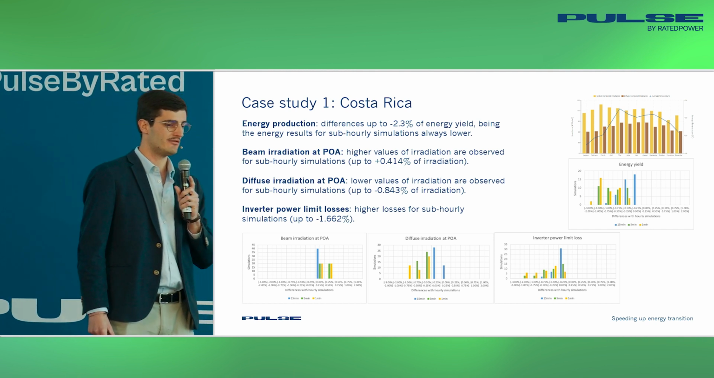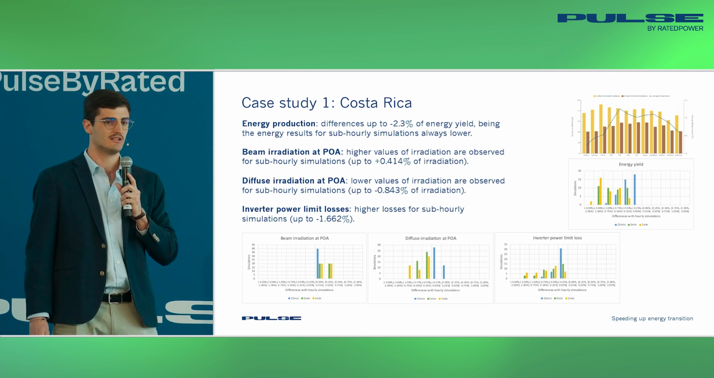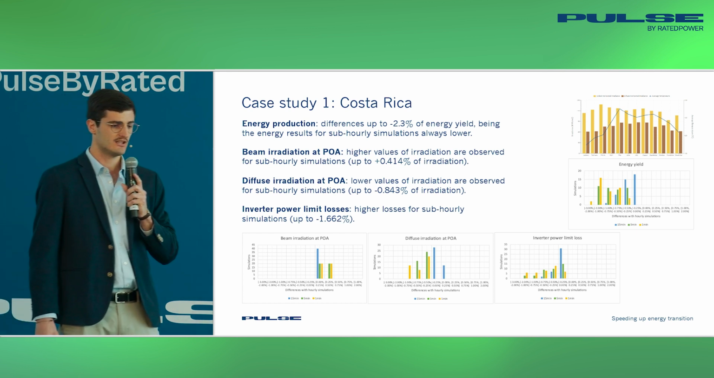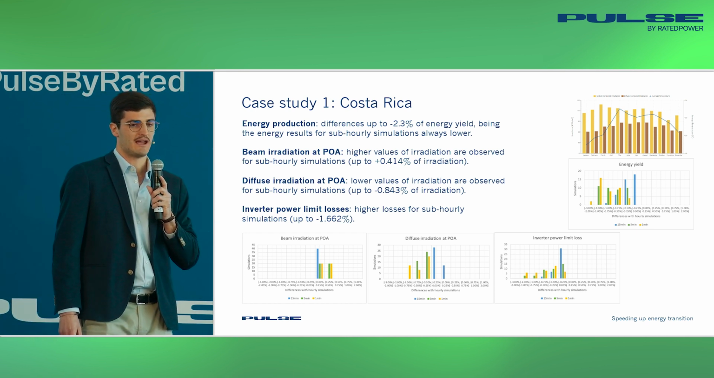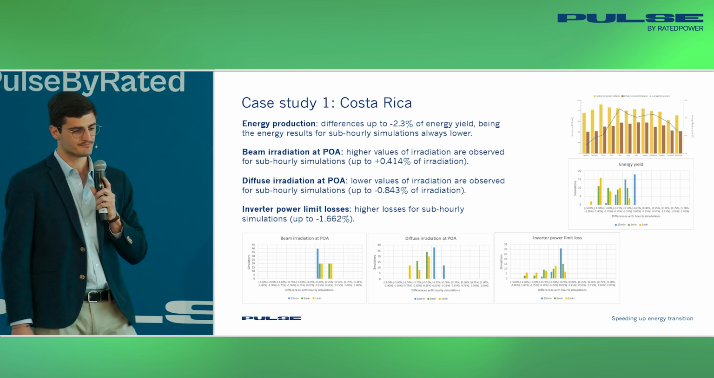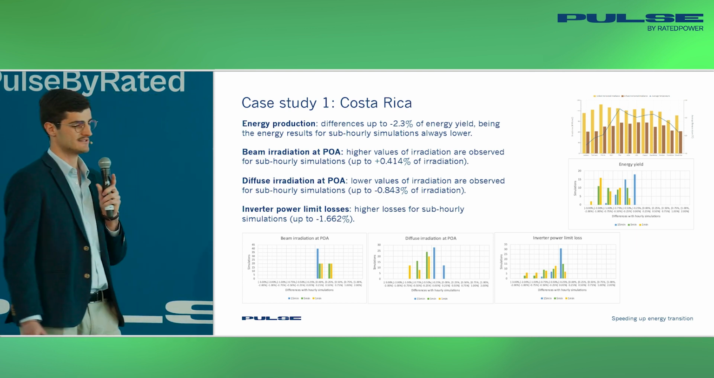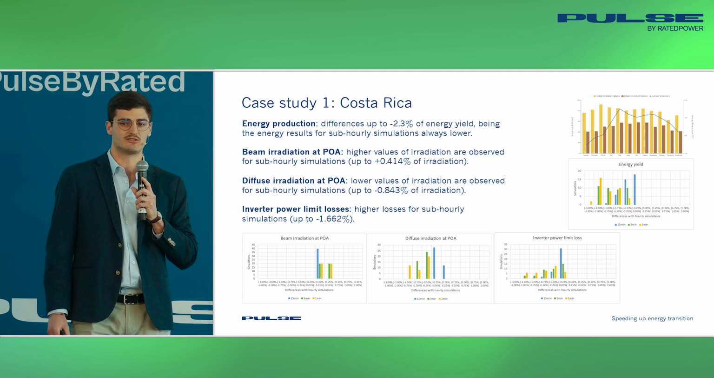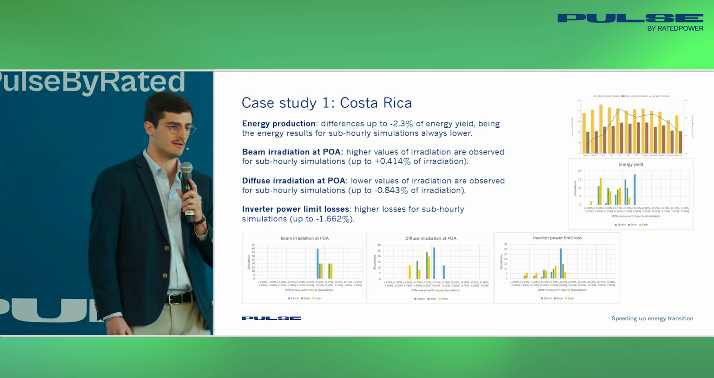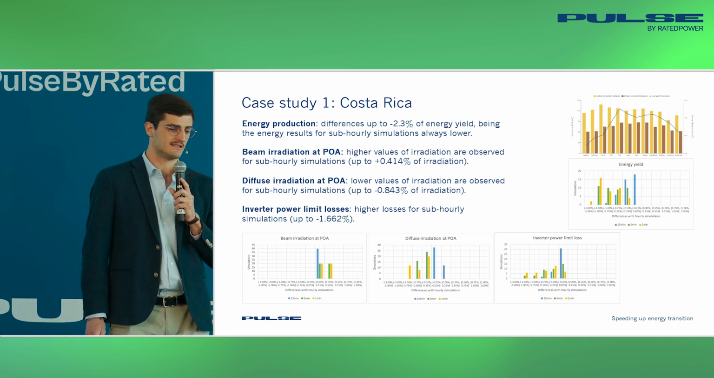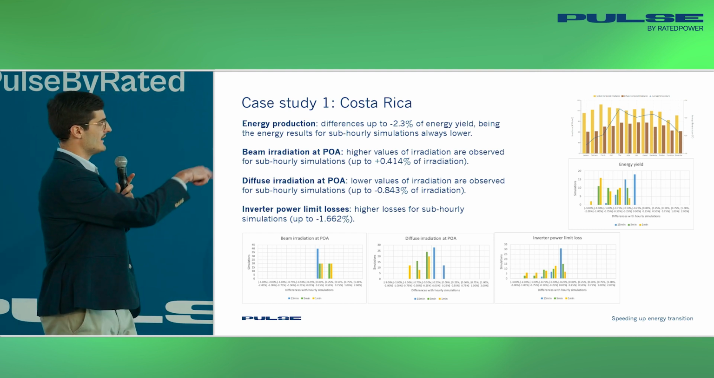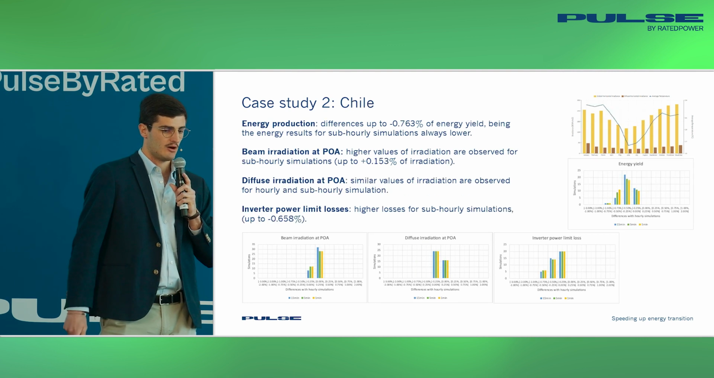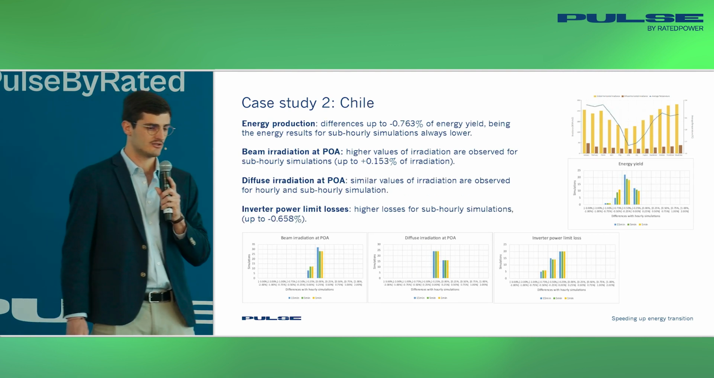For the diffuse irradiation, it was the other way around. So we observed negative values always for sub-hourly simulations, getting differences up to minus 0.8%. Then for the inverter power limit losses, as we were expecting, we always had higher losses for sub-hourly simulations, getting values up to minus 1.66%. And there we have also the distribution of these simulations. Now we will go through all the locations that I mentioned.